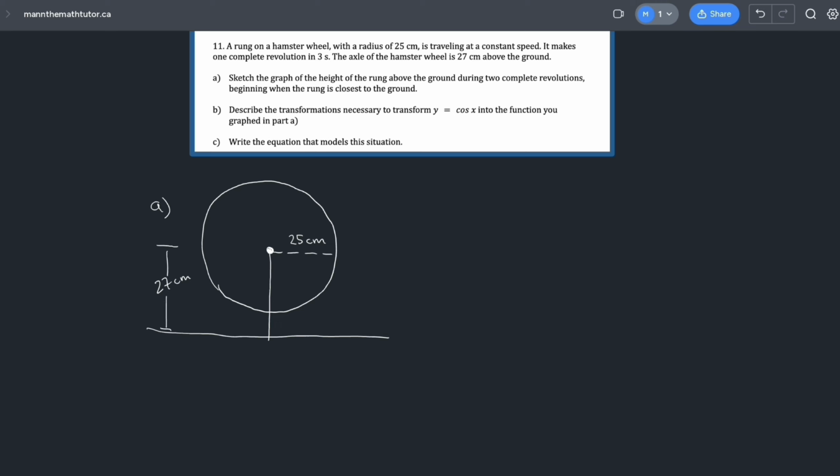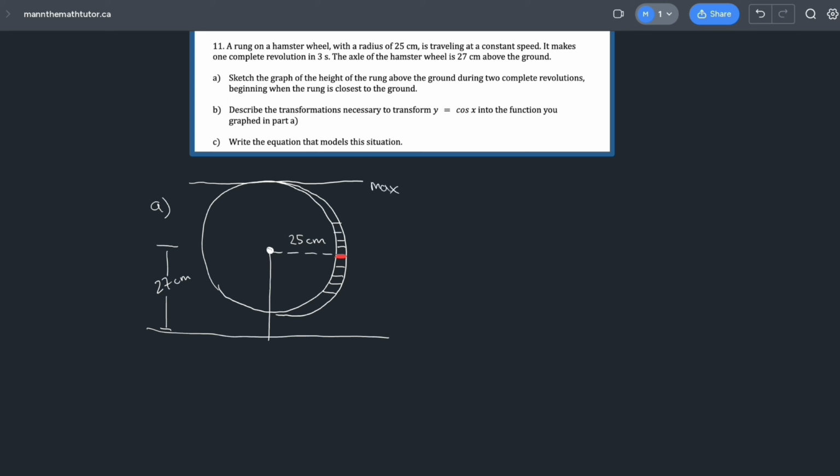All right, so what are we measuring? We're measuring the height of the rung as it goes around the hamster wheel, right? And so what's the rung? The rung is just one of these little steps, right? Just like the rung of a ladder. We're just focused on one of these rungs here as it goes around the hamster wheel. From this diagram alone, we can already identify some key points, like max height.